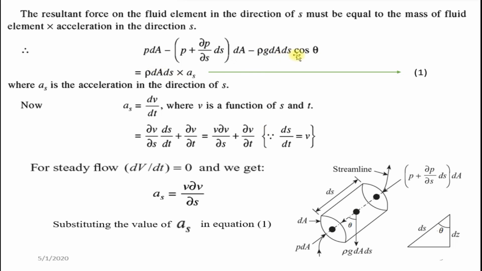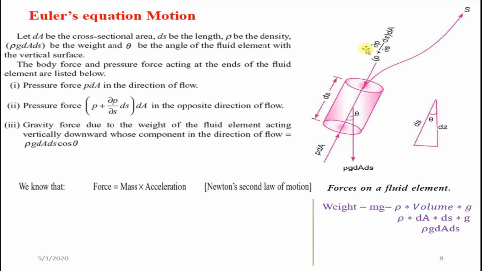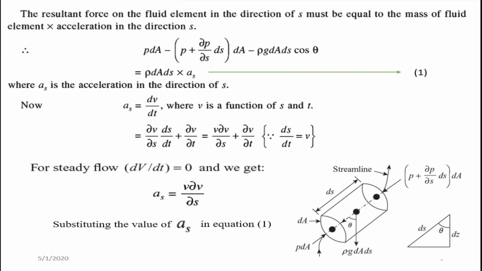That is equal to what? It is the net force acting on the element, that is equal to mass into acceleration from Newton's second law of motion. So mass is rho dA ds, that is rho into volume, into acceleration along the S direction, because the streamline flow is in the S direction, that is why the suffix S is given here, a_S, acceleration along direction S. So the net force acting on the element is equal to mass into acceleration.